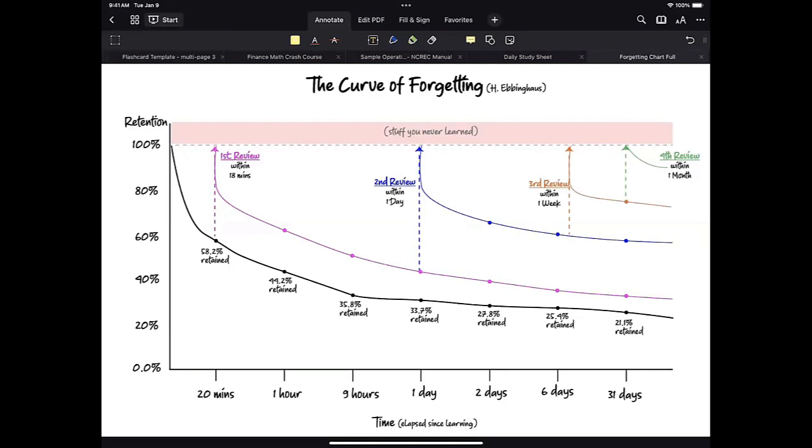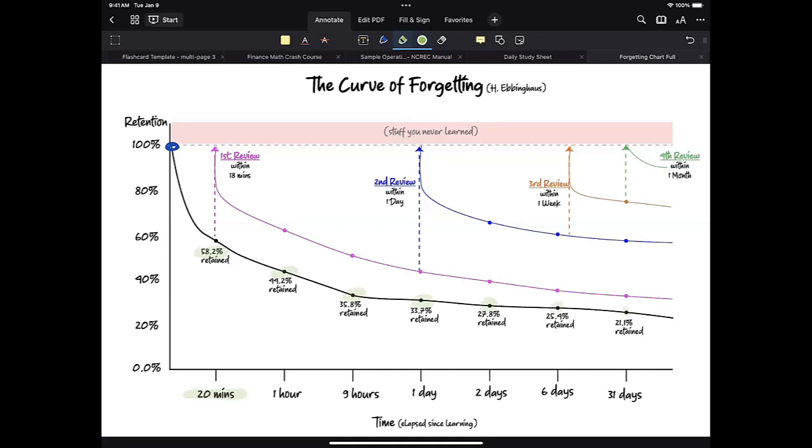Long story short, when you learn something, you know 100% of it. But 20 minutes later, you're only remembering about 60% of it. An hour later, about 44%. Nine hours later, you probably only remember about 35%. A day later, 33%. Two days later, 27%, then 25. It just goes down.